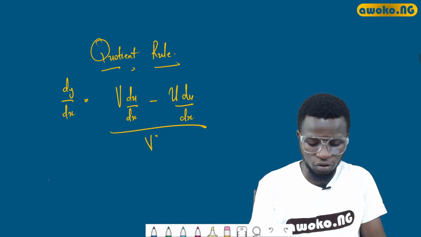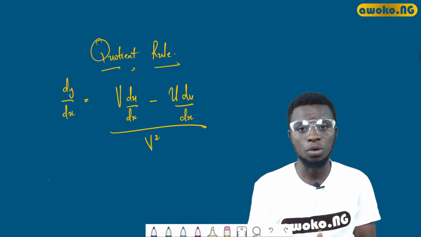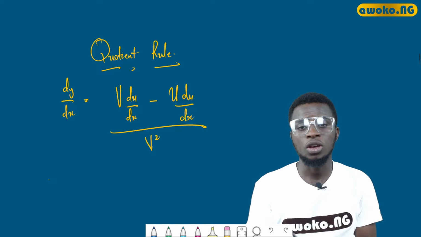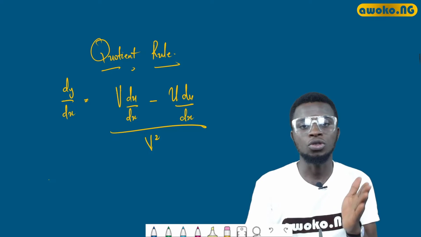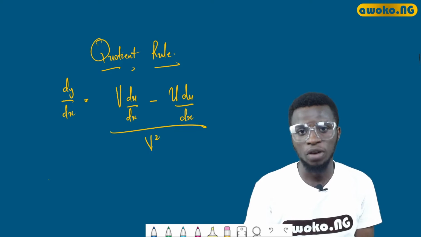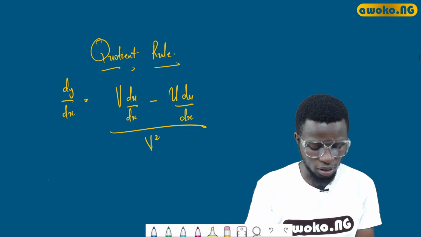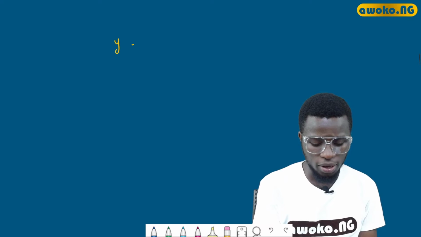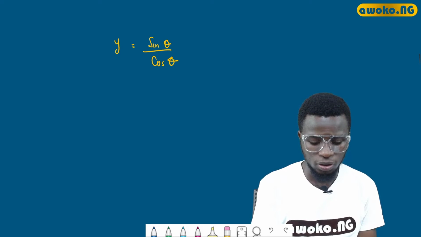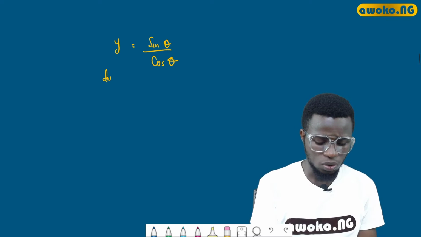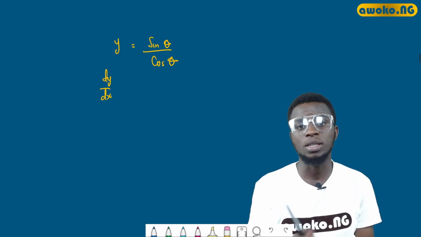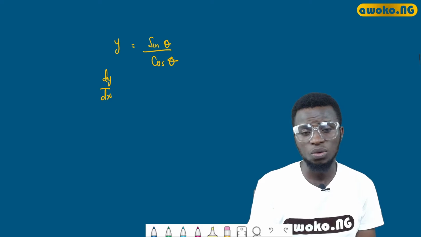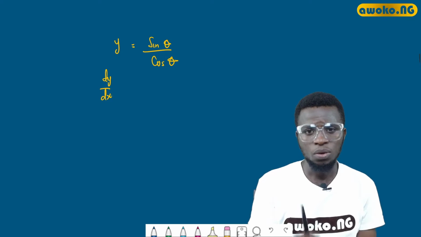So if you're given a particular function, the first thing you have to do is to take note of your u and v variables. For instance, let us take this example. If you're given the function y equals sine theta over cos theta, and you're asked to find dy/dx, that is the derivative of this particular function. Now what's the first thing to do?